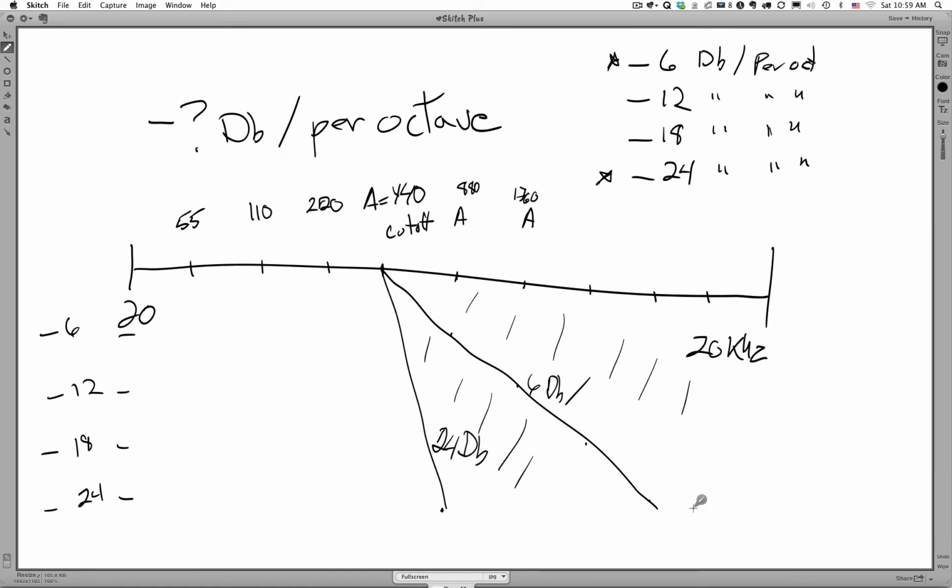So the slope of a filter is described in terms of how many decibels per octave in frequencies we are removing. So that is filter slopes.